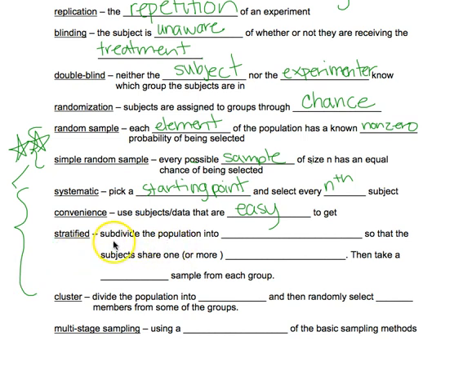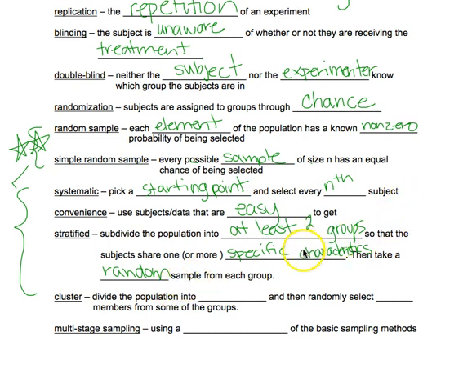So with stratified, we're going to subdivide the population into at least 2 groups so that the subjects share 1 or more specific characteristics. Then we take a random sample from each group. Now, what kind of random sample you take varies.